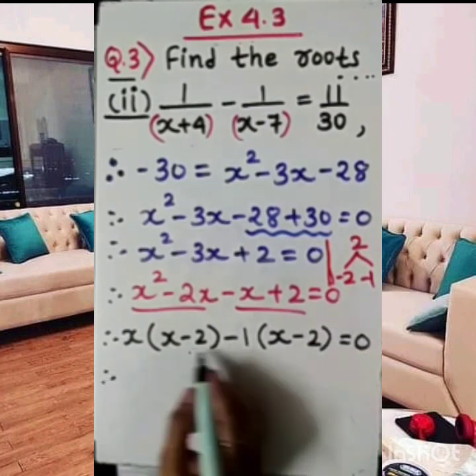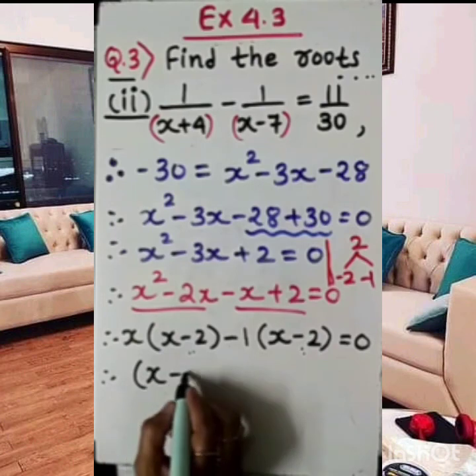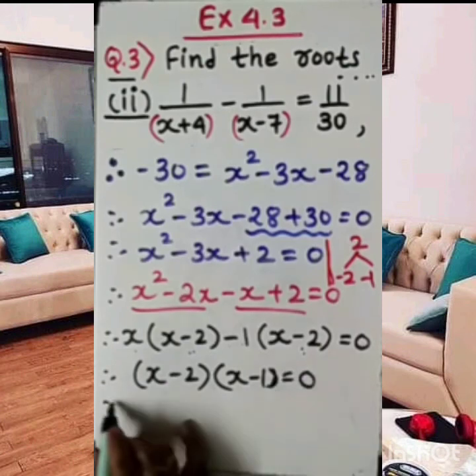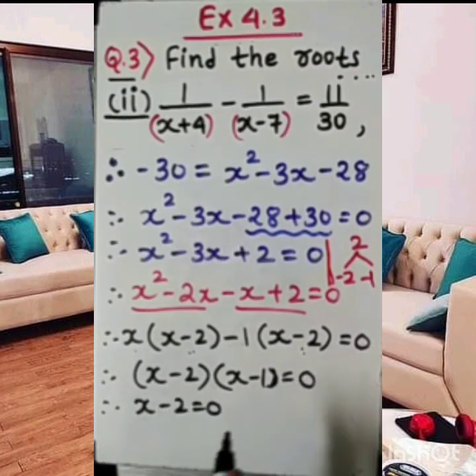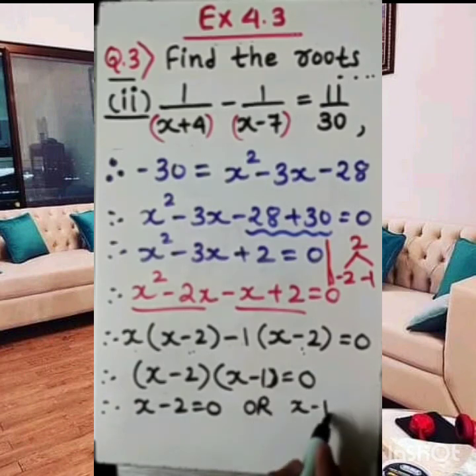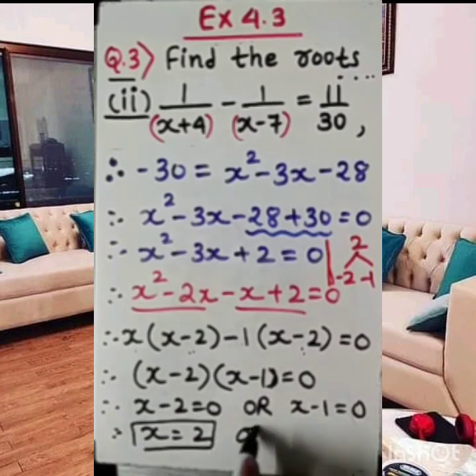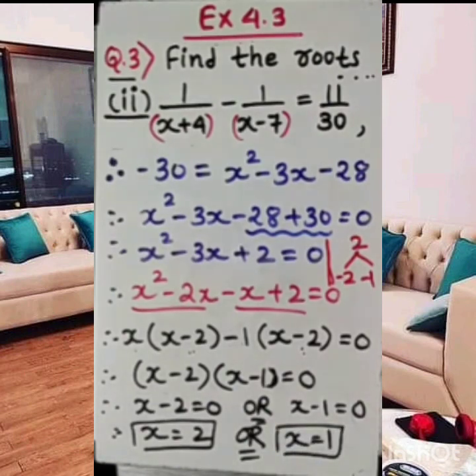Now you can see both of these brackets are similar. So one time I am mentioning it here, and in another bracket x minus 1 equal to 0. So dear student, x minus 2 equal to 0 or x minus 1 equal to 0. Therefore, x equal to 2. One of the answers is 2, and another is x equal to 1. Fine. So finally, in statement form, we can write: the equation has two real roots. They are 2 and 1.